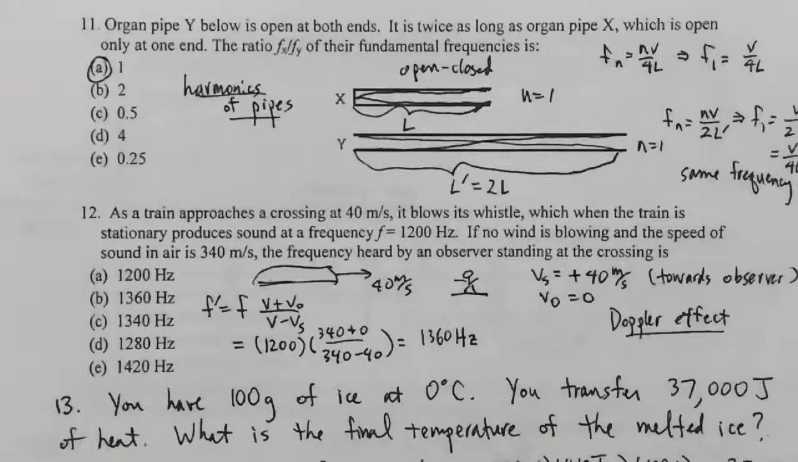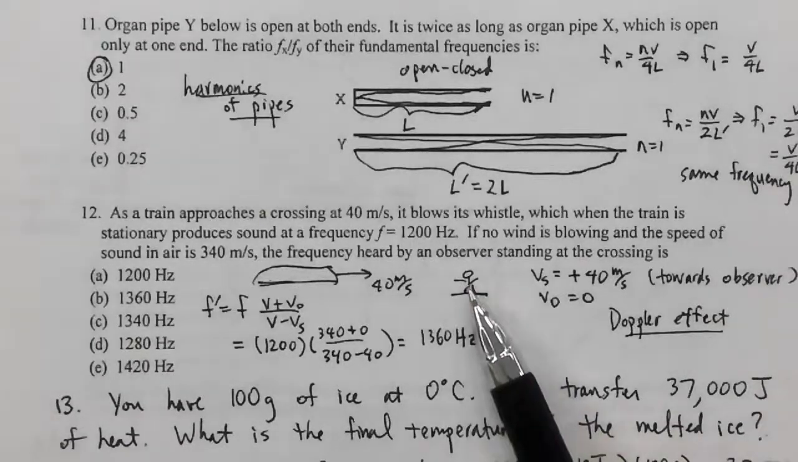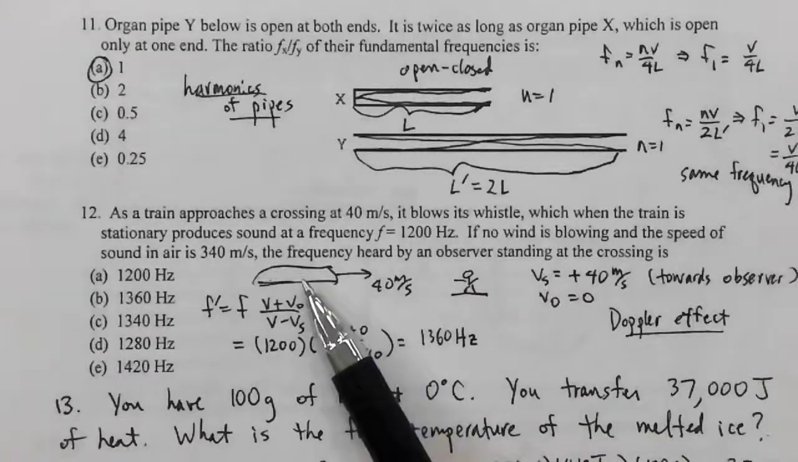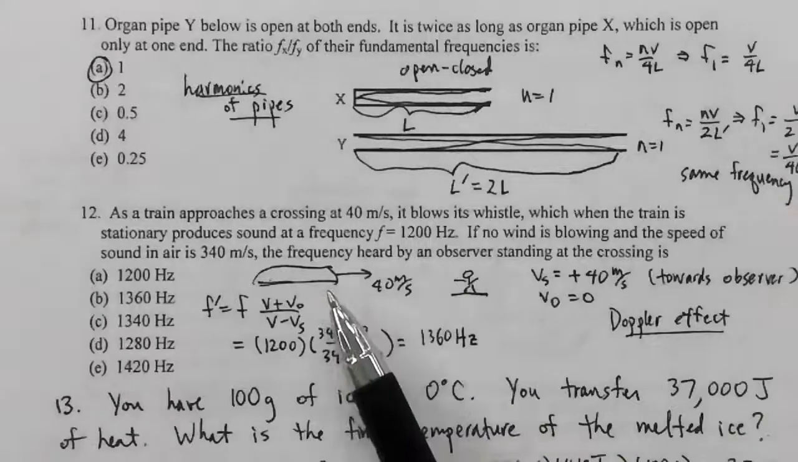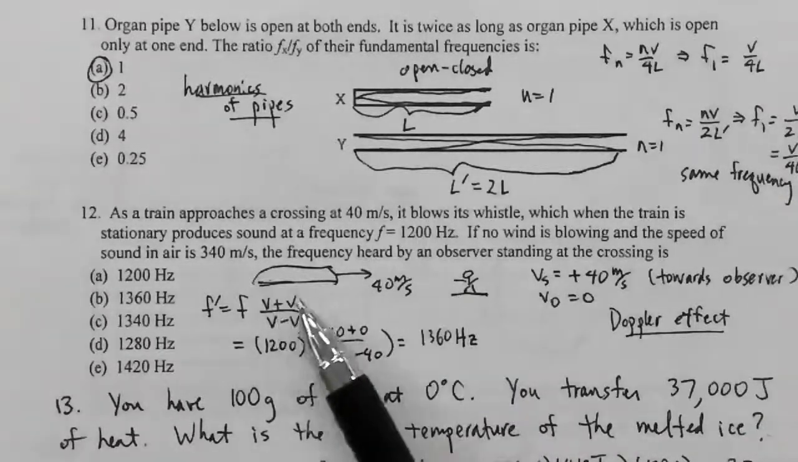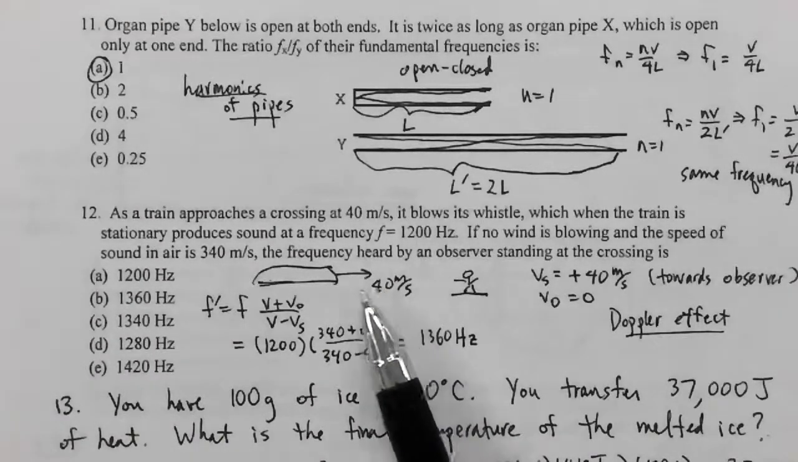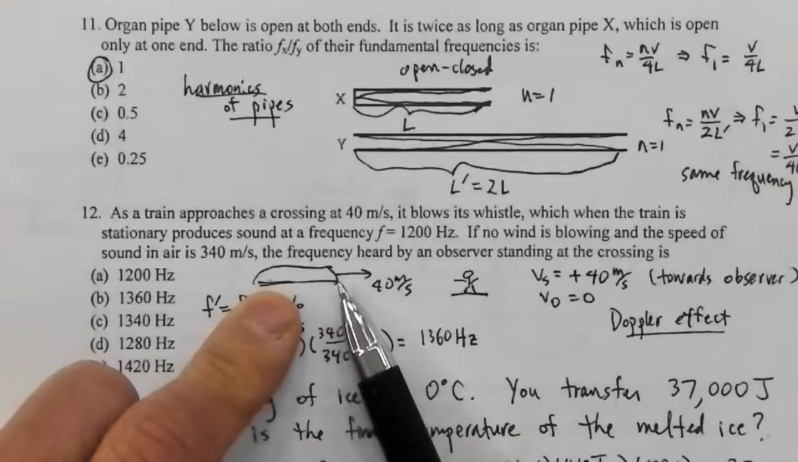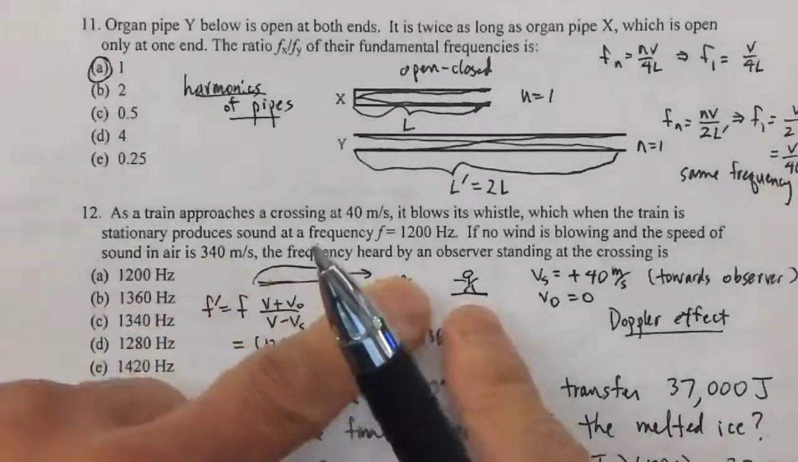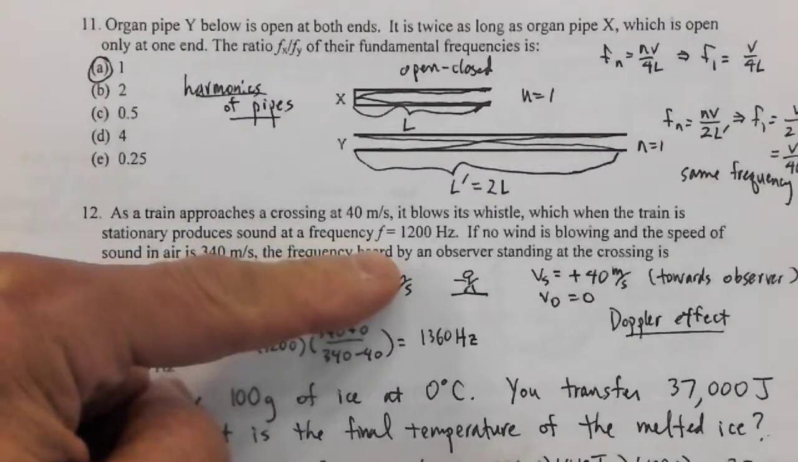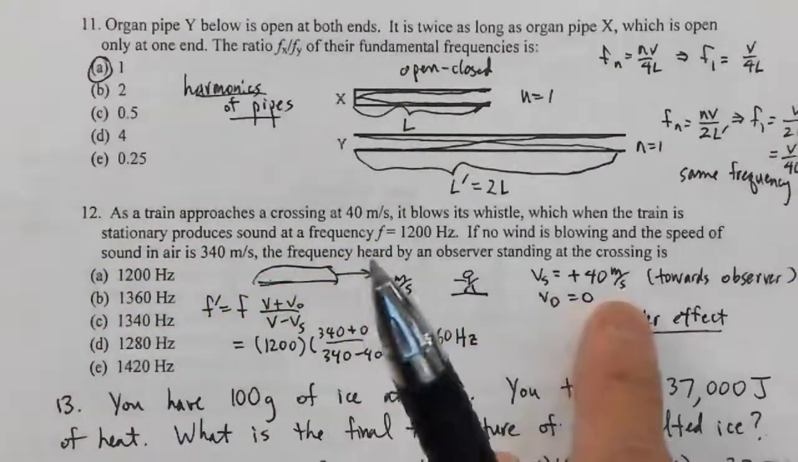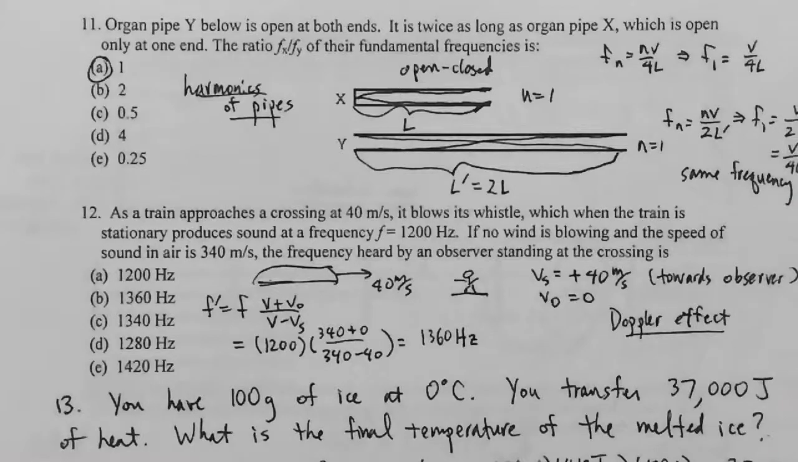Okay. All right. So the observer is over here, just standing still, so the velocity of the observer will be 0. The train is approaching the observer, because the observer is at the crossing and the train is approaching the crossing. Remember the convention, it's positive if it moves towards the other one. So the source is moving towards the observer, and V source is positive 40 meters per second.